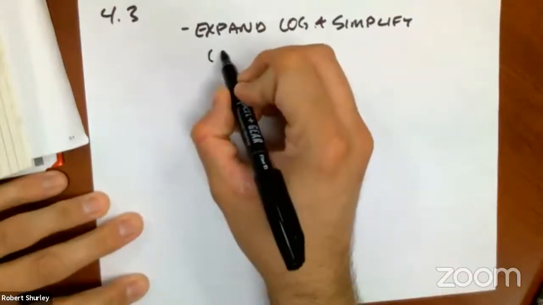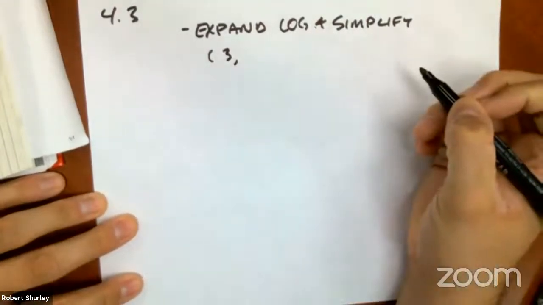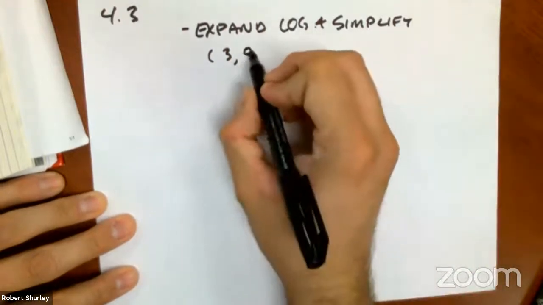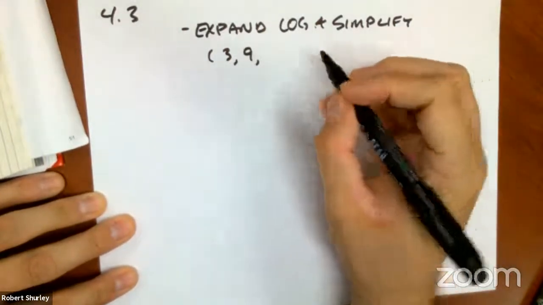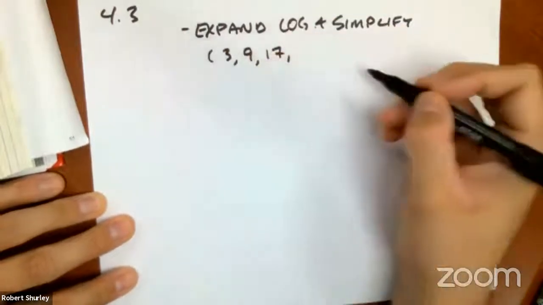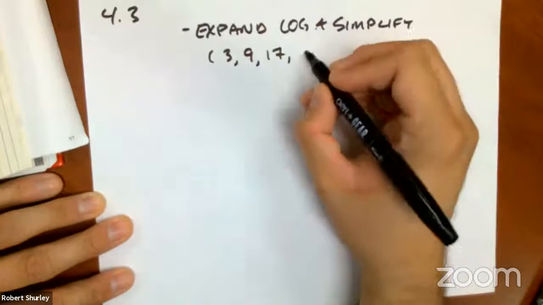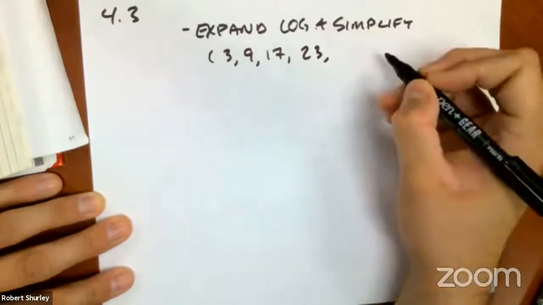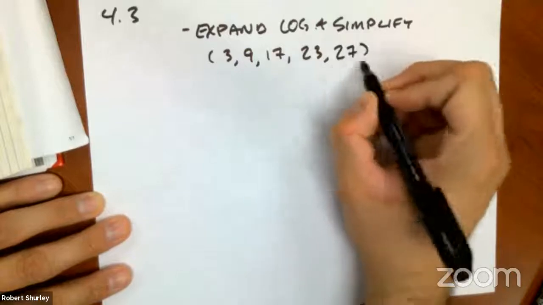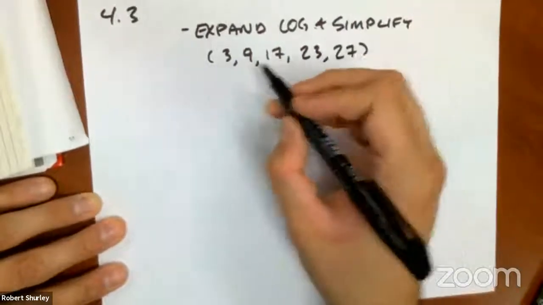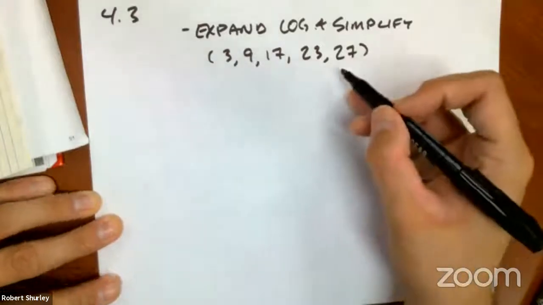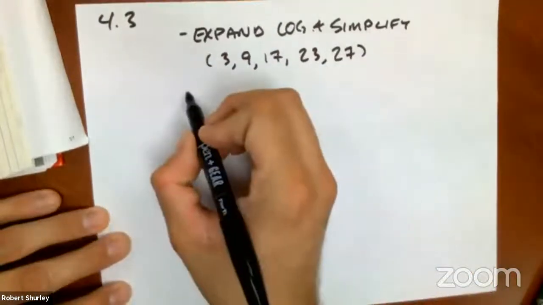It would be like 3, 9, 17. Those are good basic ones. And then like 23 and let's say 27, those kind of combine all of them. So the first 3 are just the 3 basic rules, the product, quotient, and power, but then the last 2 combine all 3 of those.